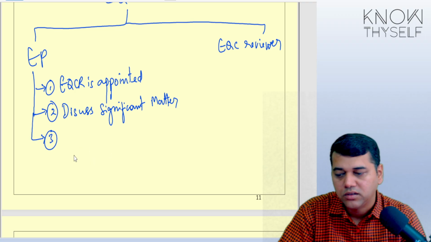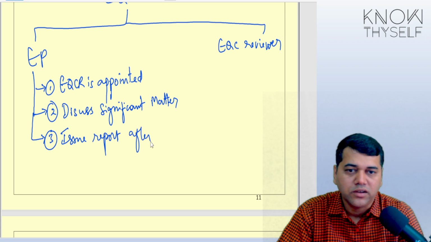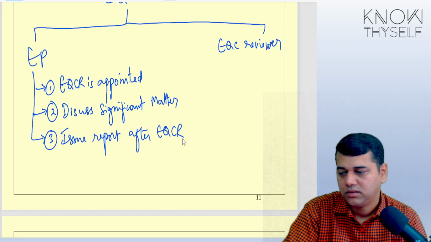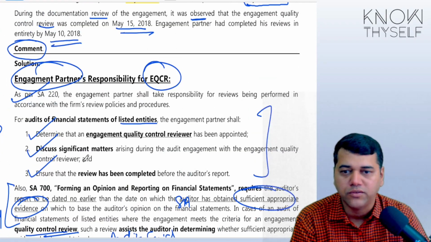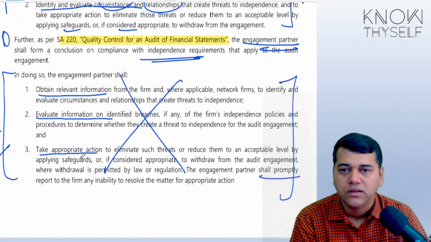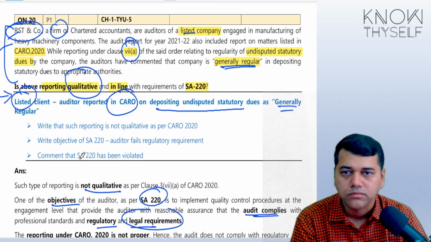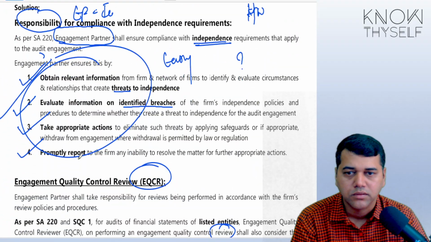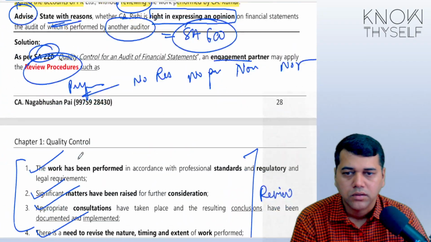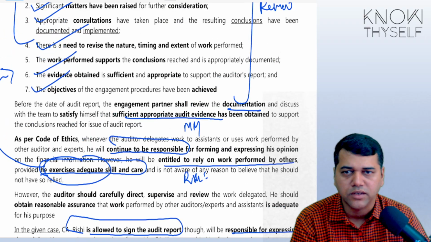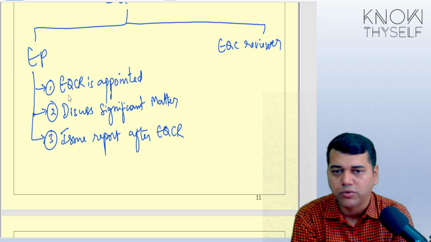Third, issue report after EQCR only. Have we seen these three issues? Okay, responsibilities. Yes. In one of the questions we have seen the responsibility of the engagement partner. One minute, students. Yeah, somewhere we had seen. Okay, now I'll not scroll much. Yeah, these are all the responsibilities of the engagement partner: that EQCR is appointed, discuss the significant matters, issue the audit report after EQCR. That's it.